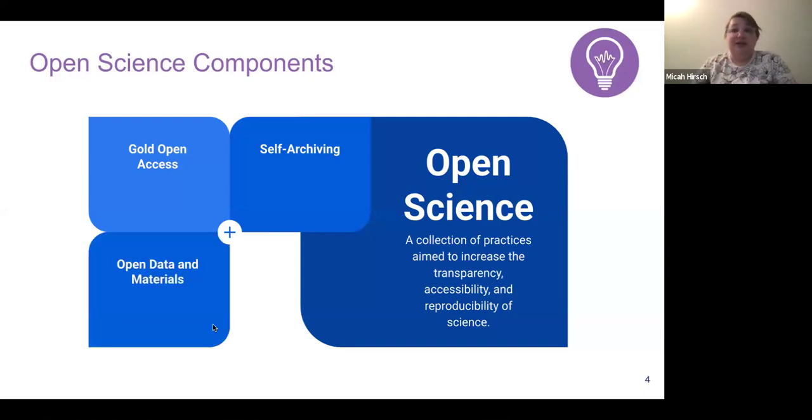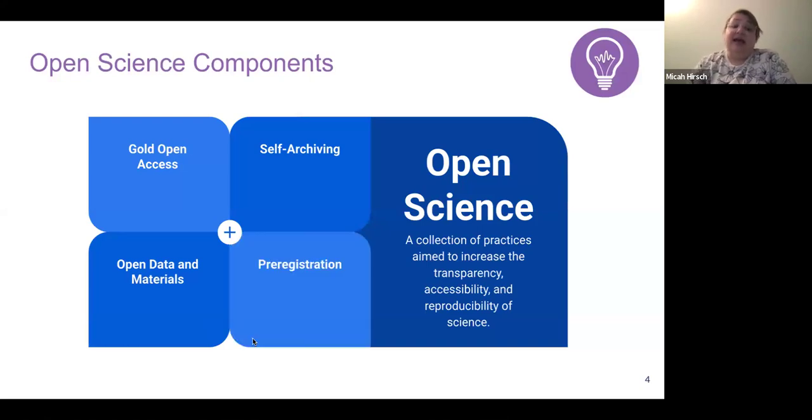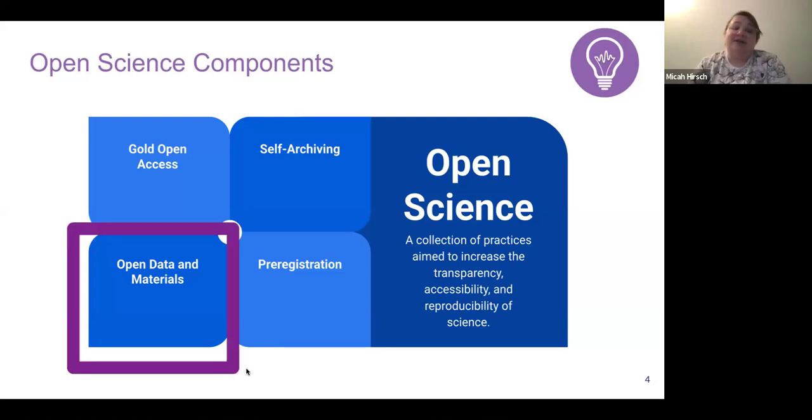And then, of course, there's open data and materials, which is just the practice of sharing data and any related study materials. And then pre-registration, which is the process of registering your hypotheses and your study protocol and design prior to data collection and/or analysis. This is not an exhaustive list of the different practices that can fall under open science, and we would be here for a really long time if we were to get into every one of these. So for today, we are going to focus our attention on open data and materials.